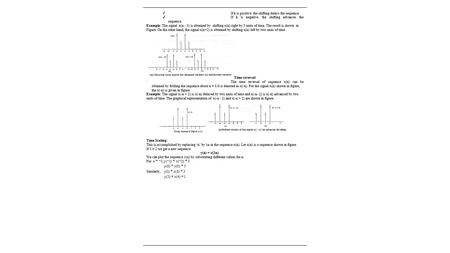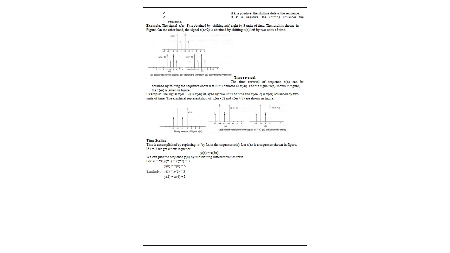Okay. For example, the signal x of n minus 3 is obtained by shifting x of n right by 3 units of time. On the other hand, the signal x of n plus 2 is obtained by shifting x of n left by 2 units of time. Okay. So we obtain the folding of the sequence about n is equal to 0, and it is denoted as x of minus n. Next, x of minus n plus 2 is x of minus n delayed by 2 units of time, and x of minus n minus 2 means x of minus n advanced by 2 units of time.